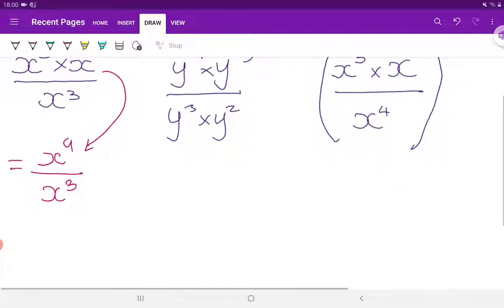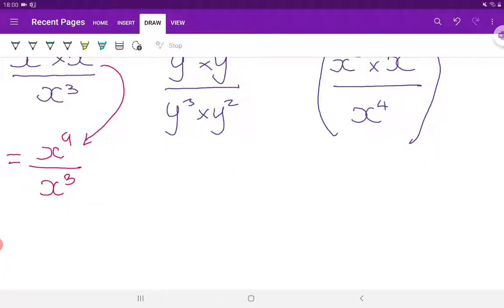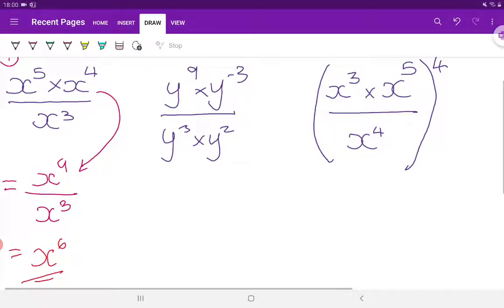So what will happen there then is now we're using the second rule of indices, where when we divide we take away the powers, we take away the exponents. So we're doing 9 take away 3 and we get the answer x to the power of 6. So we're just applying more than one rule, but doing it one step at a time.